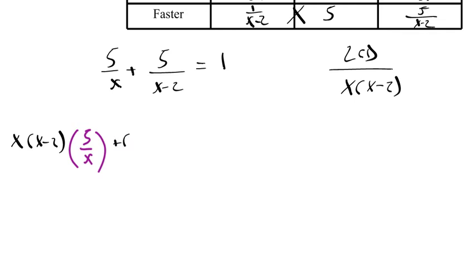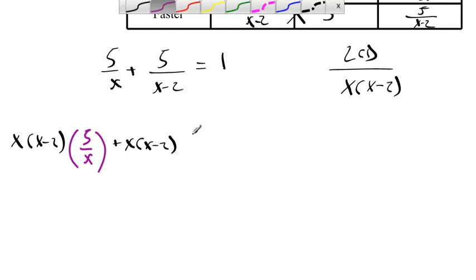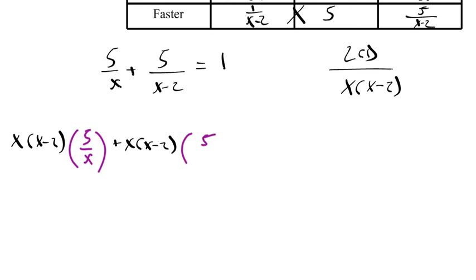And then plus, okay. x times x minus 2 times that by 5 over x minus 2. Notice I'm multiplying every term by our LCD. Okay.